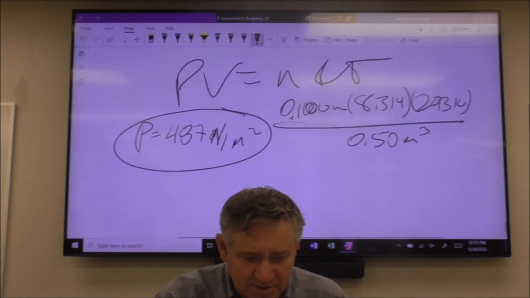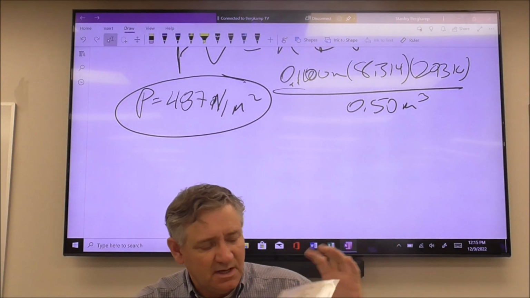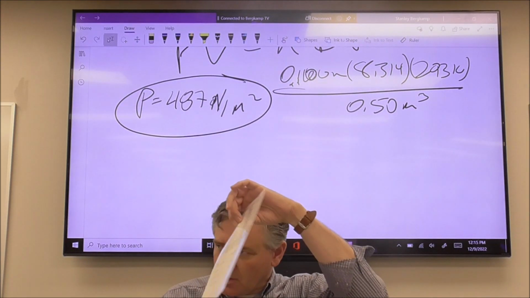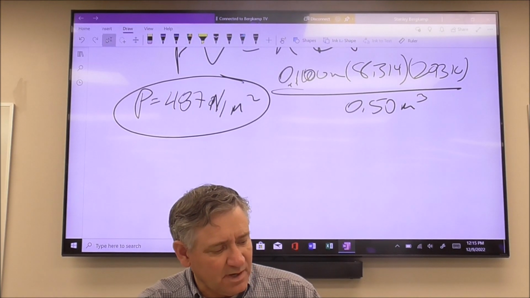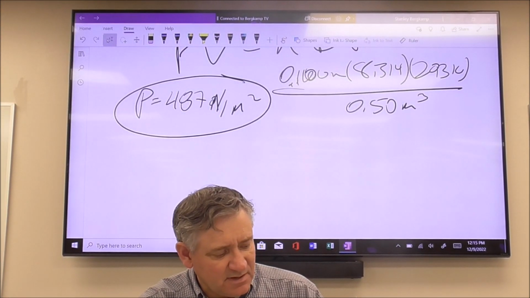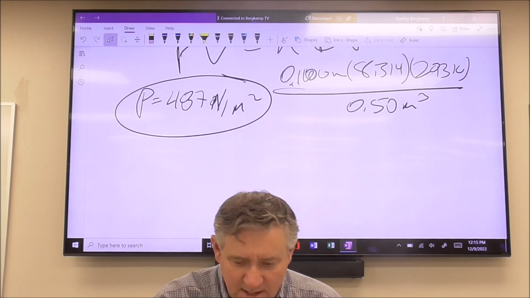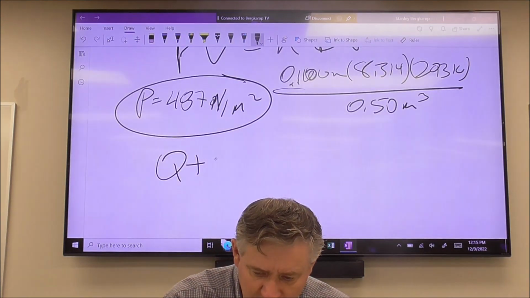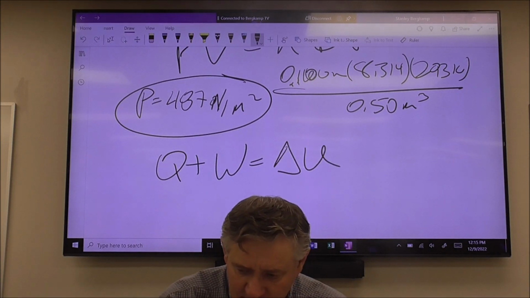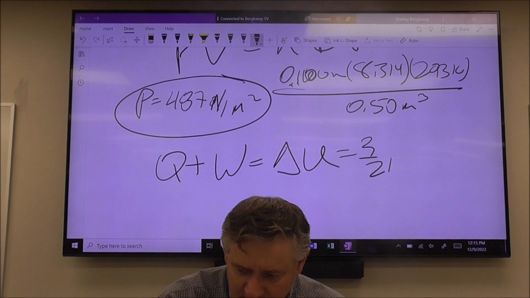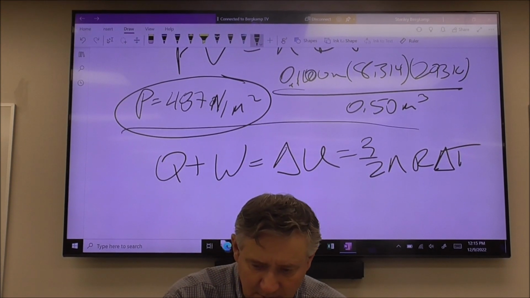So on your equation sheet, on the back side, you have some relevant equations dealing with gas laws, okay? So we've already talked about PV equals nRT. Now we're going to talk about these middle ones where it has Q plus W equaling delta U, which also equals 3/2 nR delta T. So let's talk about what this is.